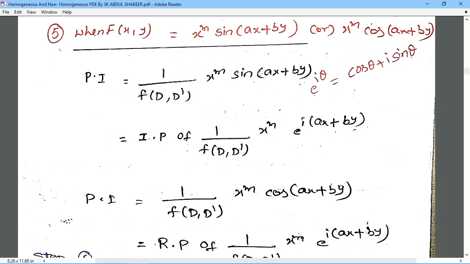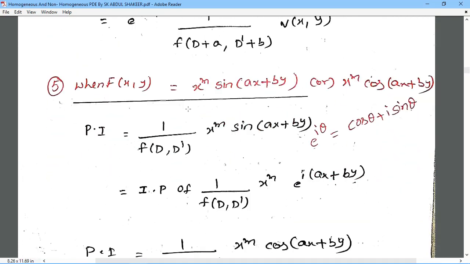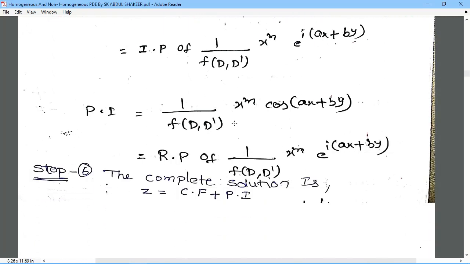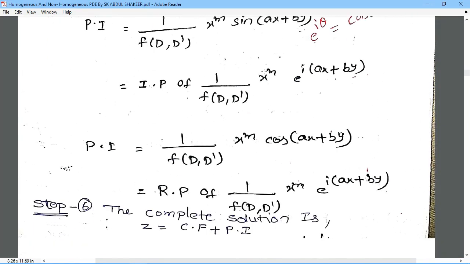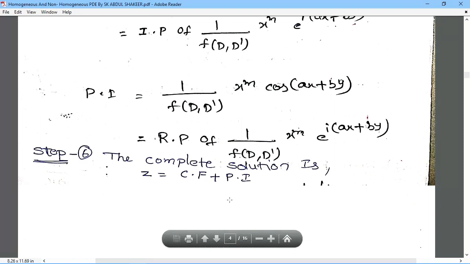So whenever sin of ax plus by is given, then we have to take the imaginary part of e power i of ax plus by, and then we have to proceed as in case 4. Thus case 5 reduces to case 4. Suppose the function has cos of ax plus by, then we have to write it as the real part of e power i of ax plus by. Now the case reduces to case 4. Thus we will have the complete solution, which is obtained by adding the complementary function and a particular integral, which is the required complete solution.